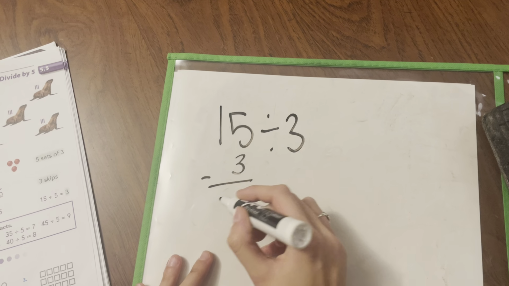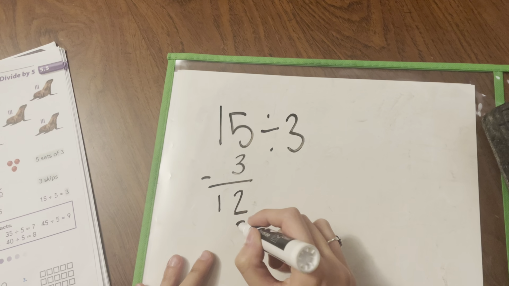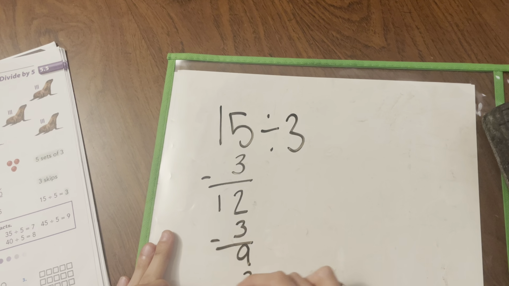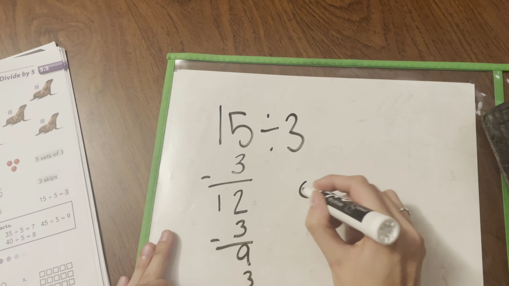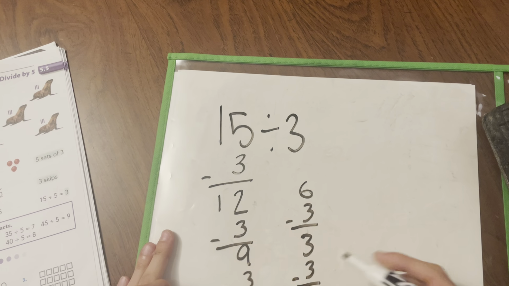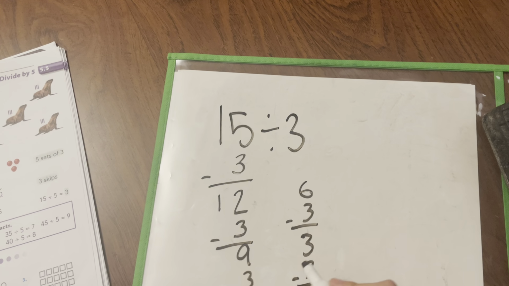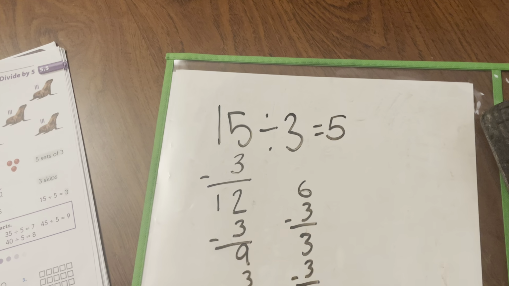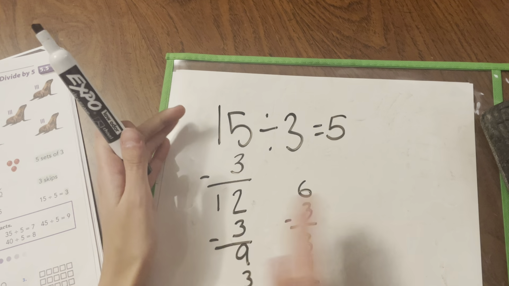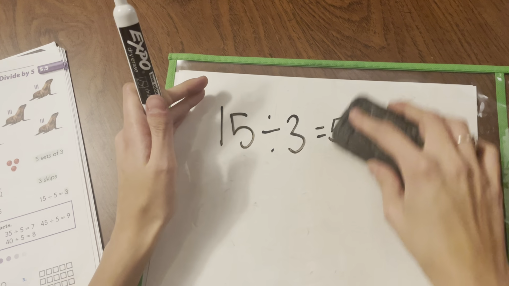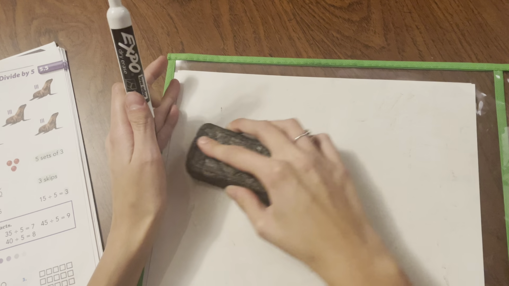Let's try it out. We subtract that, we get 12. We're going to subtract again, we're going to get down to 9. We're going to subtract again, we're going to get 6. 6 minus 3 is 3. 3 minus 3 is 0. How many times did we have to subtract to get to 0? 1, 2, 3, 4, 5. So our answer is 5 because we can take 3 away from 15 5 times. It's easier though if we make our circles with our dots or if we skip count.